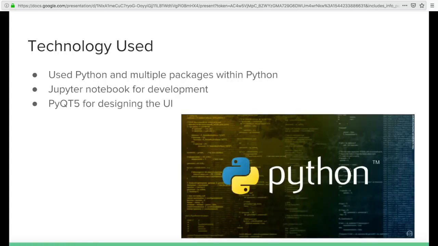The technology used: we used Python and multiple packages within Python, like pandas and HTML for the graph. We used Jupyter Notebook for development, which is an IDE, and we used PyQt5 for designing the interface, specifically Designer.